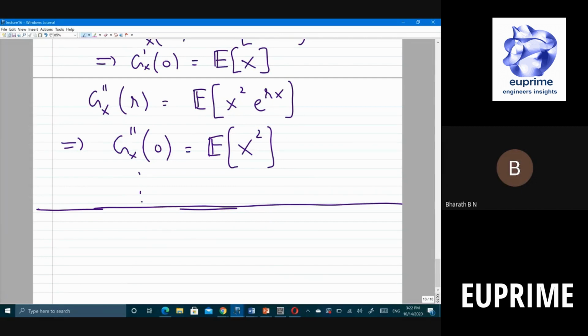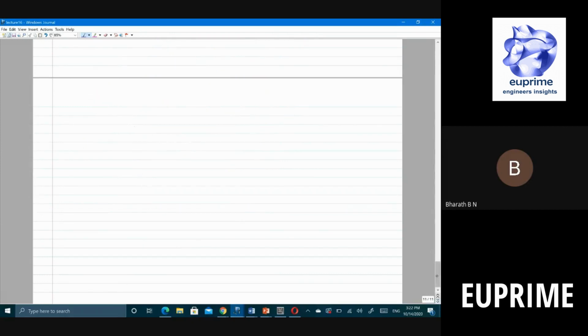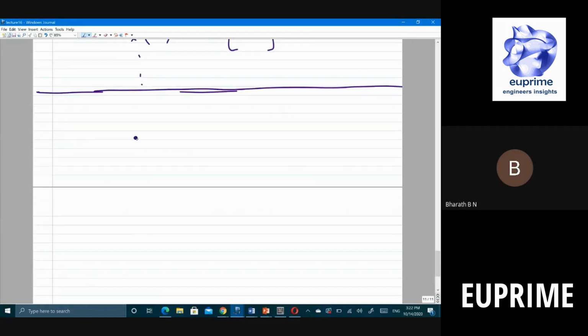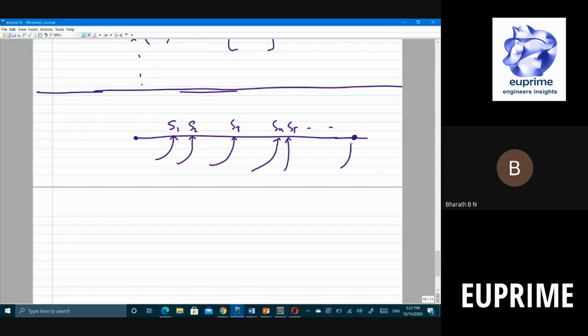Okay, so now let's look at the arrival itself, Poisson arrival. So what do we have? There will be an arrival here, at S1. There will be an arrival here, S2. There will be an arrival here, S3, here S4, here S5, and so on, right? And let's say there is an arrival at this point, which is Sn, the nth arrival.